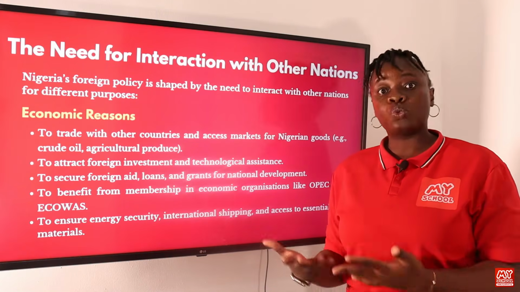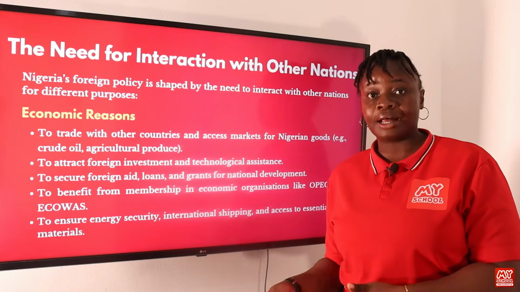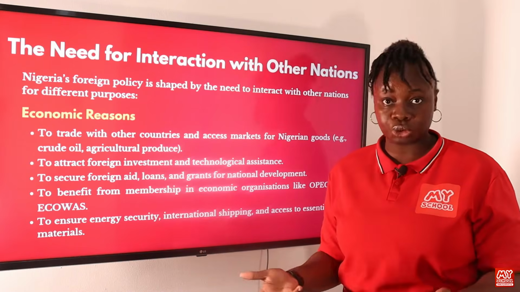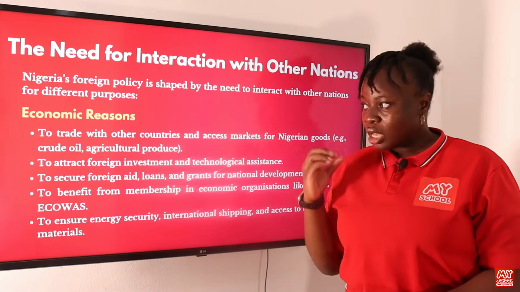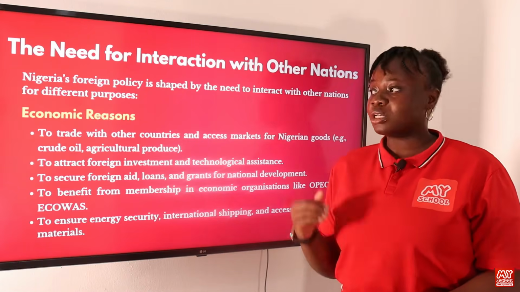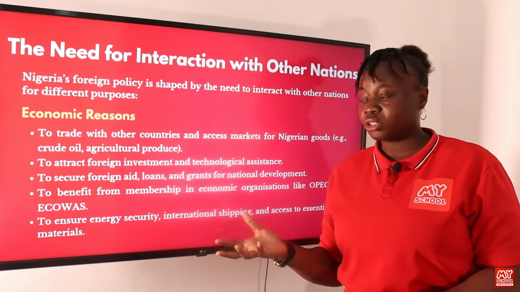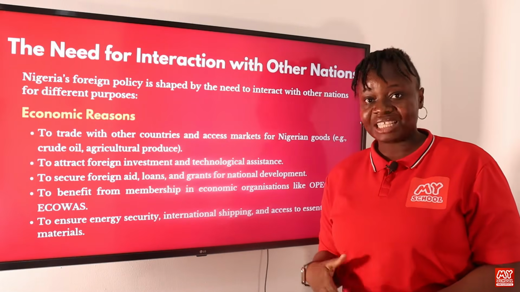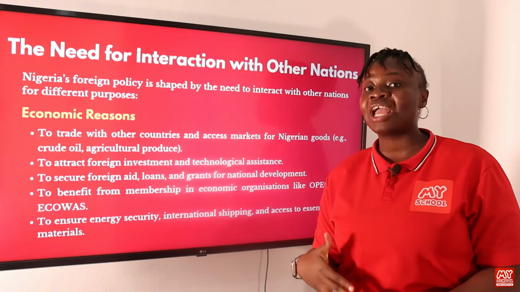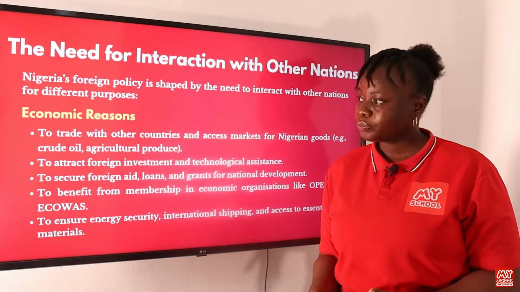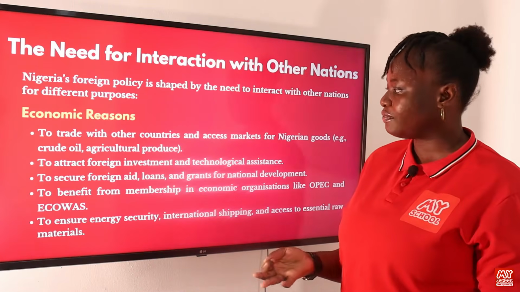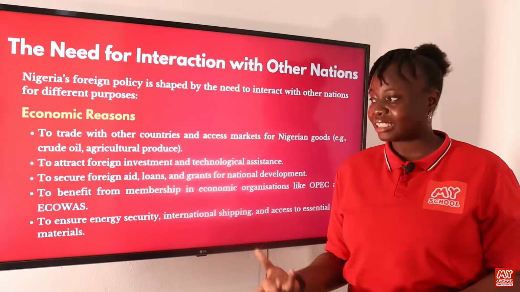And also when we don't have certain resources within our country, for example, technological resources, we have to import all of that from other countries. So one of the reasons why we relate to other countries of the world is to ensure that we have everything necessary within our country and we're able to export the excess that we have so that we can gain more revenue. Then it also helps to attract foreign investment and technological assistance.